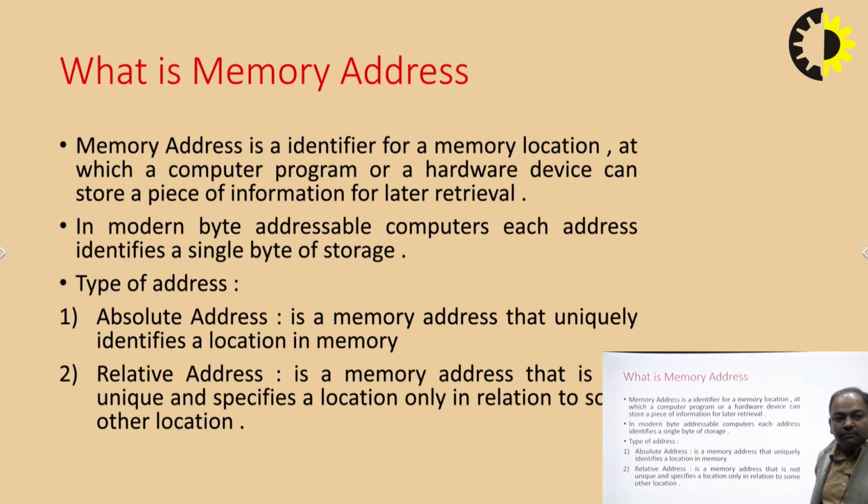These addresses are of two types. One is absolute address and another is relative address. In absolute address, the memory address uniquely identifies the location in memory, and in relative address, it is not unique and specifies the location in relation to some other location, meaning with reference to some other location.